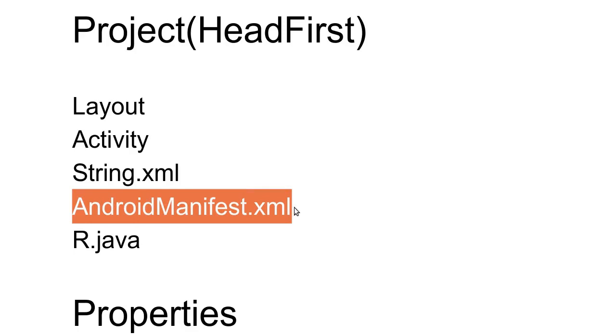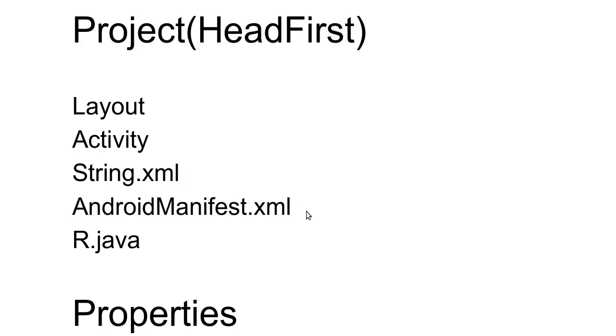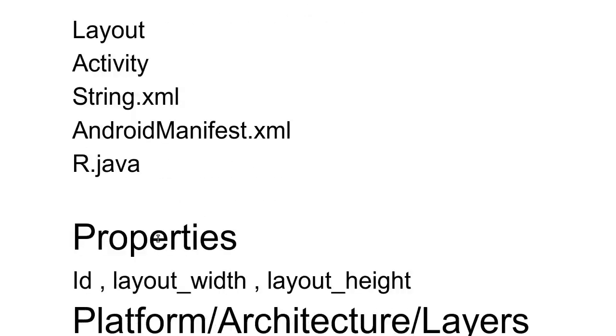So AndroidManifest.xml is a configuration file, and then we have the R.java file. I will cover R.java in detail later, but you can understand that it is a file where, like in the layout we have some components, we need a global identifier for these components. I will cover all these things in detail.